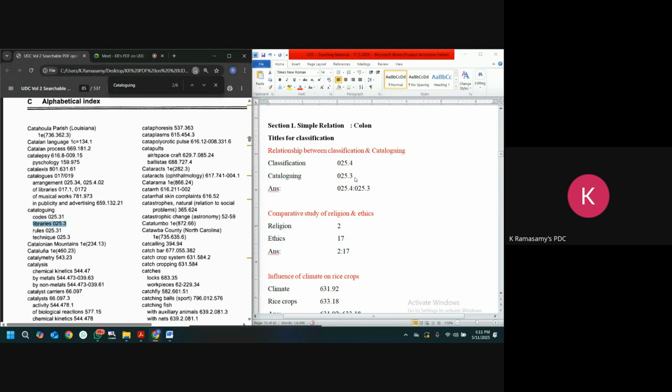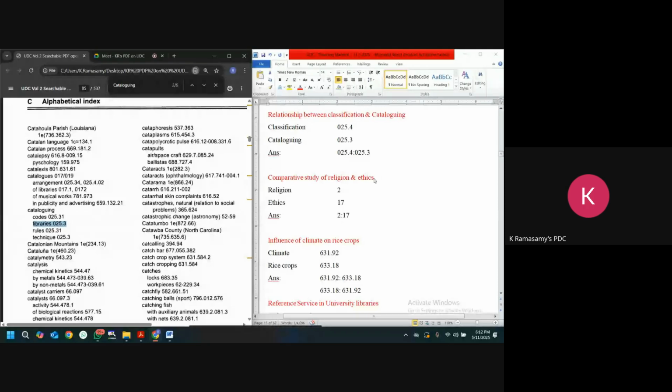This document talks about the relationship between classification and cataloging. So you can write 025.4 colon 025.3. Or if you don't like that, you can reverse it: 025.3 colon 025.4. That depends on your interest. Any relation between two subjects can be denoted by using the symbol called colon.